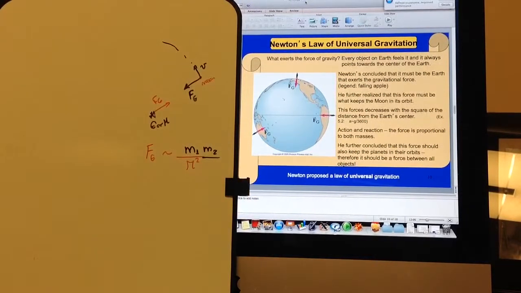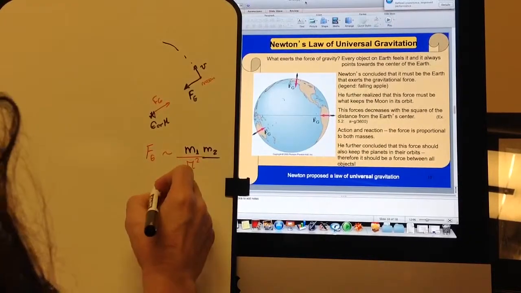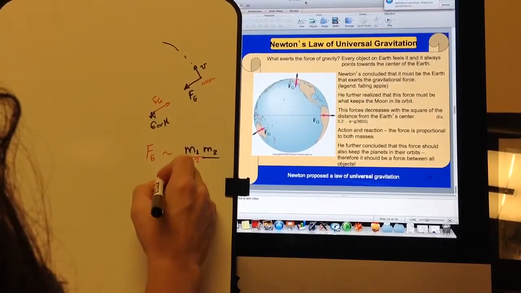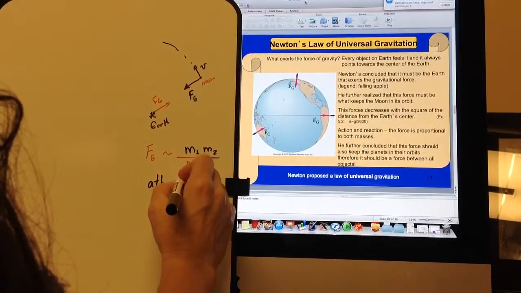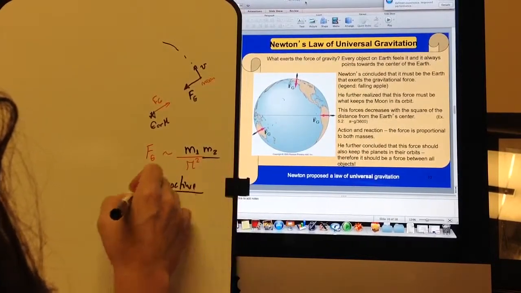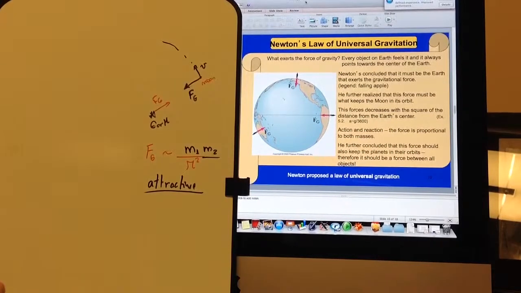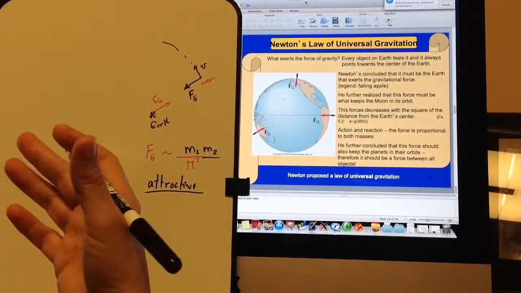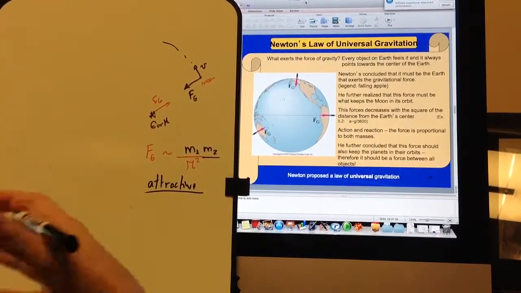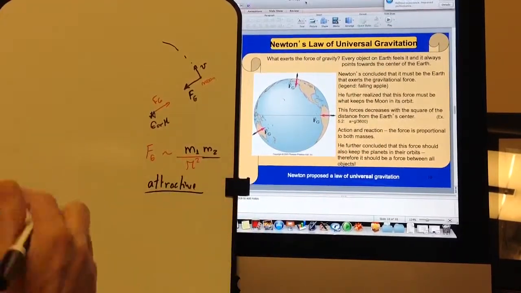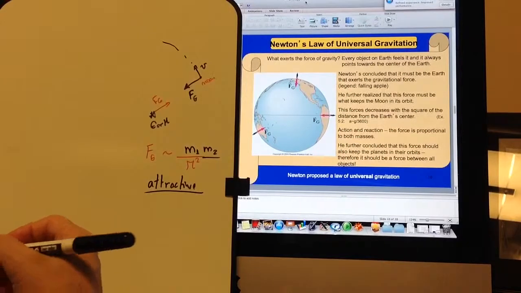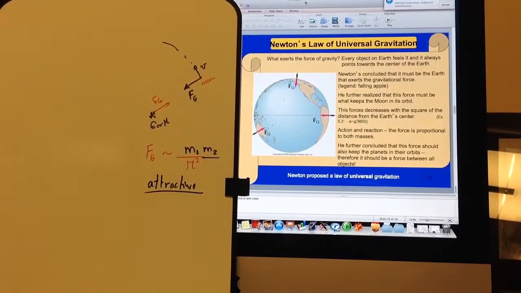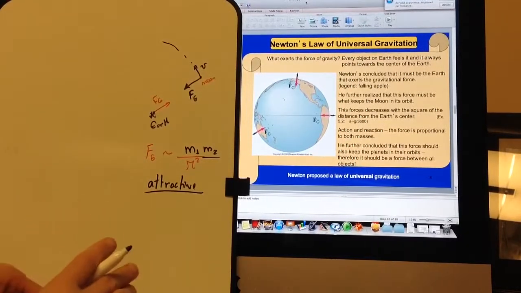Let's see now what is exactly the value of this force. Important comments. This force is always attractive. Any two objects attract each other by this gravitational force. They never repel, like electrons repel each other or protons repel each other. The electric force has attraction and repulsion, but the gravitational force is always attractive.